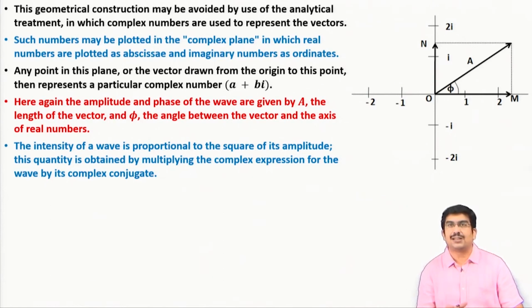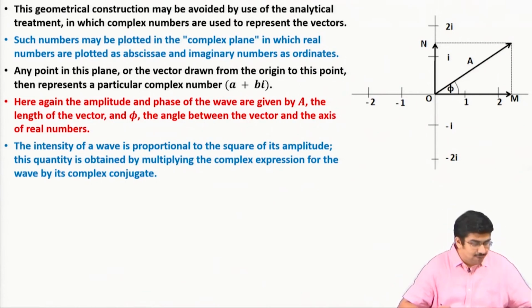Basically, we can avoid this geometrical vector construction by an analytical treatment using complex numbers. We can bring complex numbers in here, and then do the same summation in a much simpler way. So, how can we do that? That is what we will be seeing now.